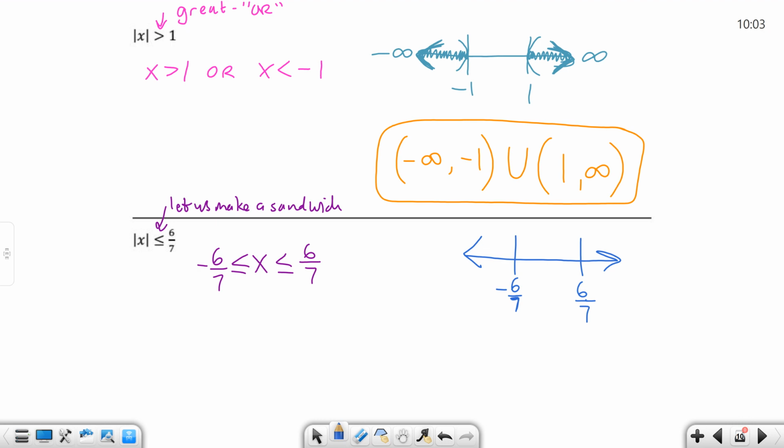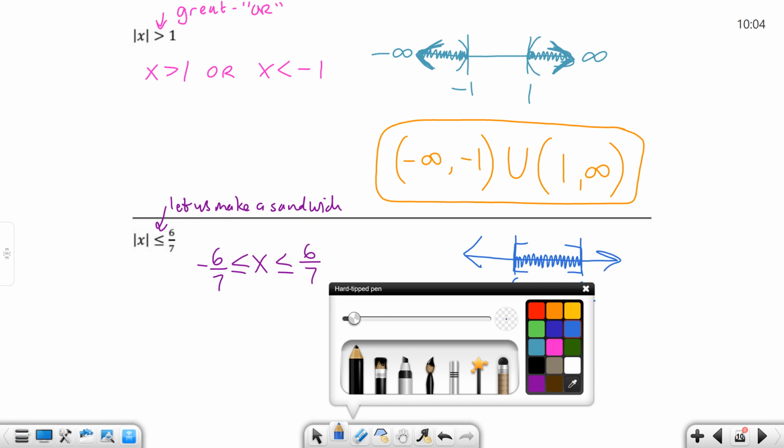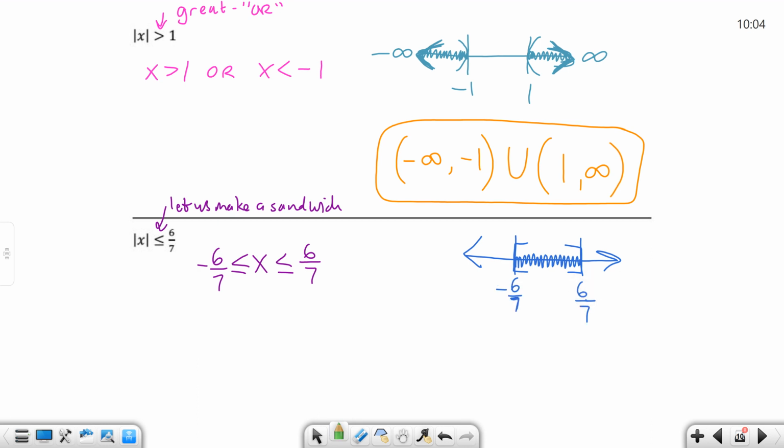So here, where is x? X is in the middle. If x is in the middle, then I'm going to shade in the middle. If I shade in the middle, did I get to either arrow? No. So do I shade either arrow? No. So do I have any infinities here? Nope. Do I put brackets or parentheses? Well, they both have equals, so they both get brackets. So bracket, bracket. And we always open our bracket or parentheses up towards the shading, okay? That's the number line, and then finally the interval notation goes bracket, what number? Negative 6/7, comma, 6/7 with a bracket.